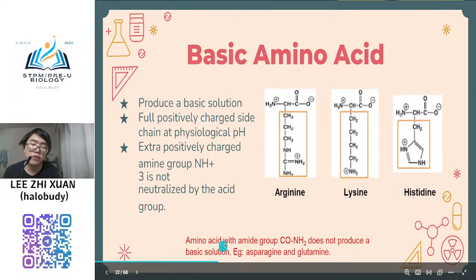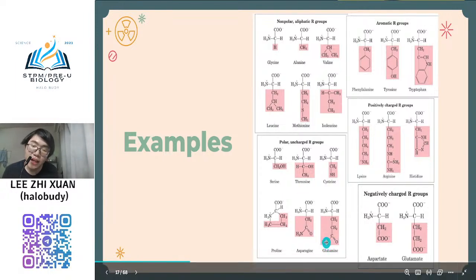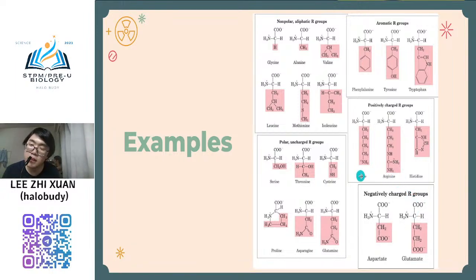But as I mentioned, you need to be alert. An amide group, like CONH2, so normally asparagine and also glutamine are not considered basic amino acids. You can see this glutamine is not considered a basic amino acid. Another one is arginine, lysine, histidine. Yeah, these are positively charged.